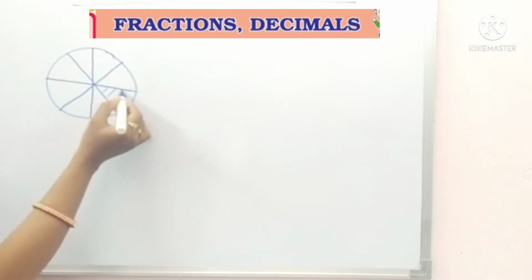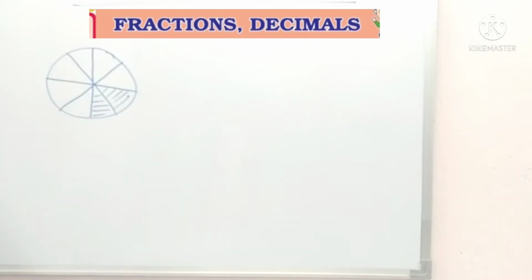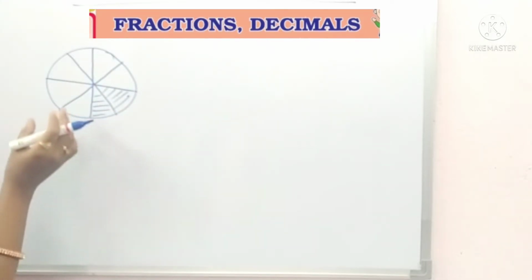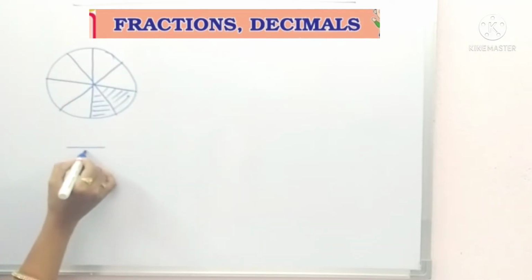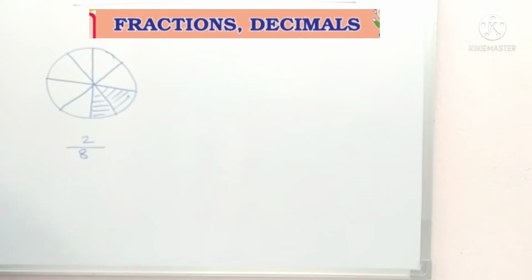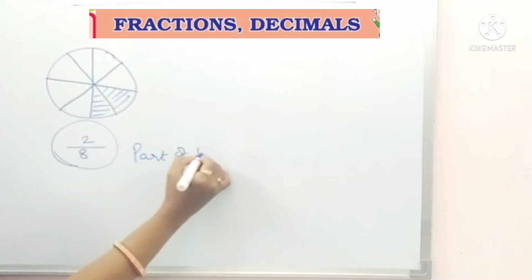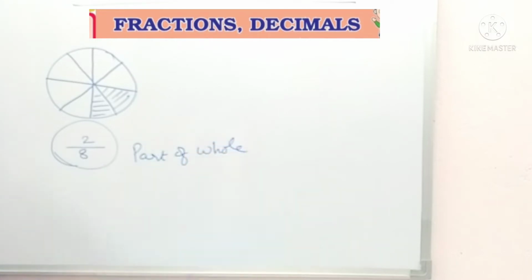Now we are taking out these 2 parts. So now in total how many parts are there? 8 parts, and we are taking out 2 parts. So this is 2 by 8. This 2 by 8 is nothing but a fraction. A fraction is a part of a whole.